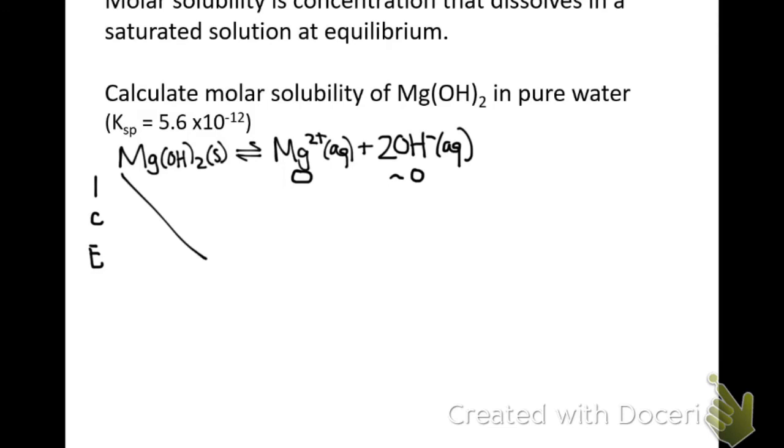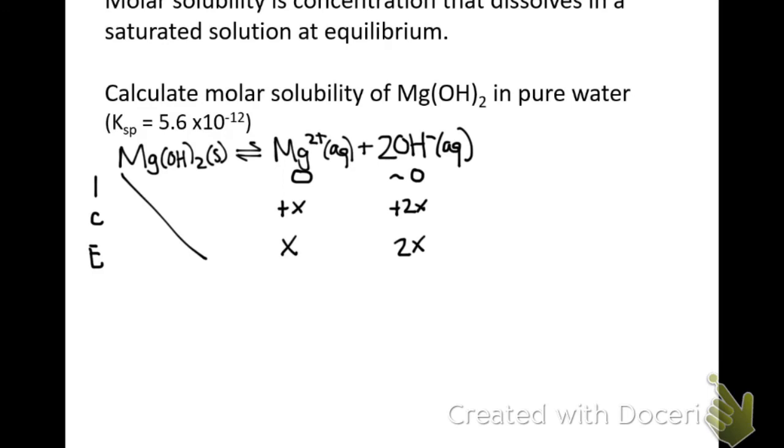Here we can do the change. Here the change is going to be plus x. We can't have less than 0, so we know the reaction has to move toward the products. And this will be plus 2x. And so then the equilibrium concentrations of magnesium and OH- will be x and 2x.